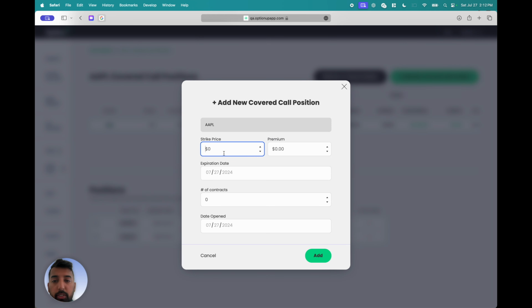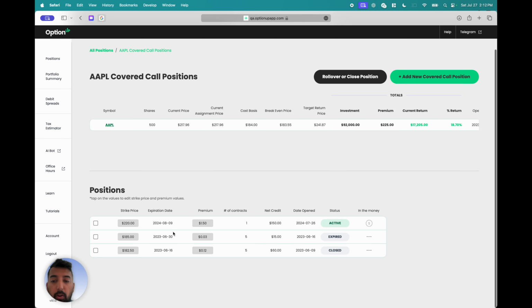If I have a new position I'm selling, let's say for Apple, maybe I sell a position for a $2.20 strike price. I get $1.50 out of it, and the expiration date is, let's say, 2 weeks from now. So one contract. Let's say I open it up on Friday. So I can just enter my position here and see my position status. So I can see if it's in the money or not.